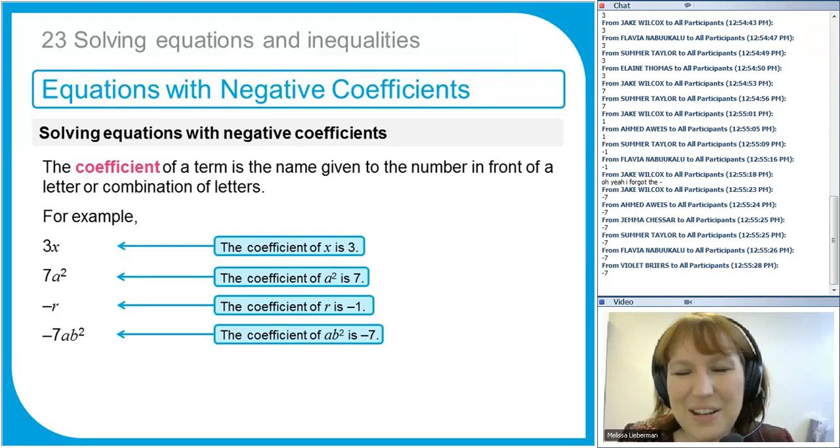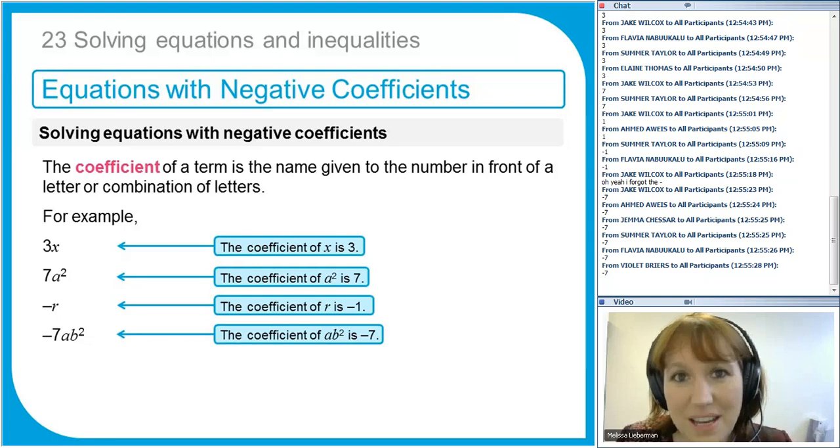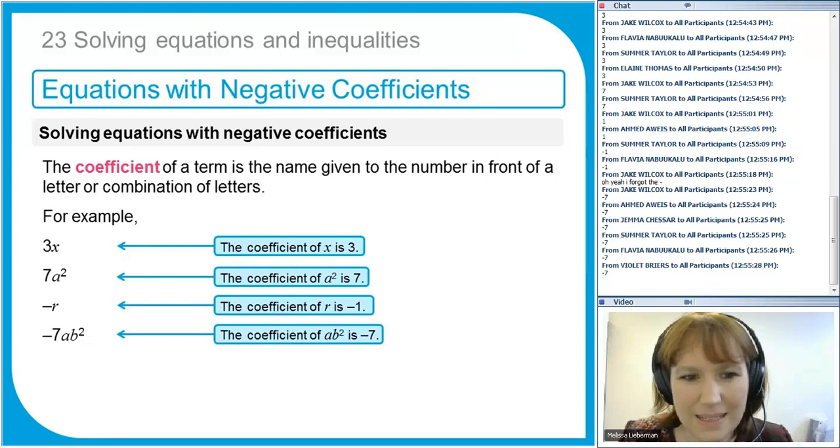The coefficient of ab squared is -7. If you're doing foundations here, you probably won't ever hear about coefficients again, but for higher tier students, coefficients will come up quite a lot, because you need to be very good at algebra if you're doing higher tier.